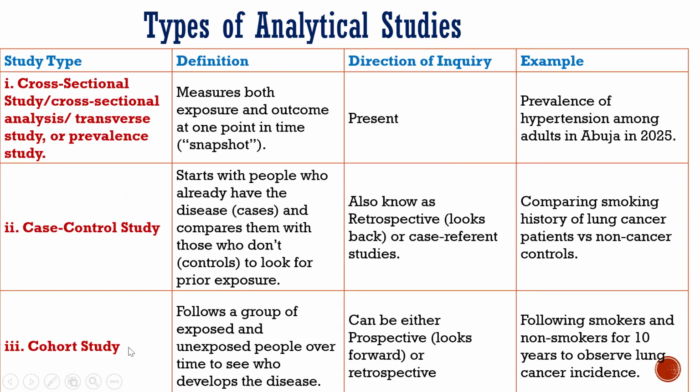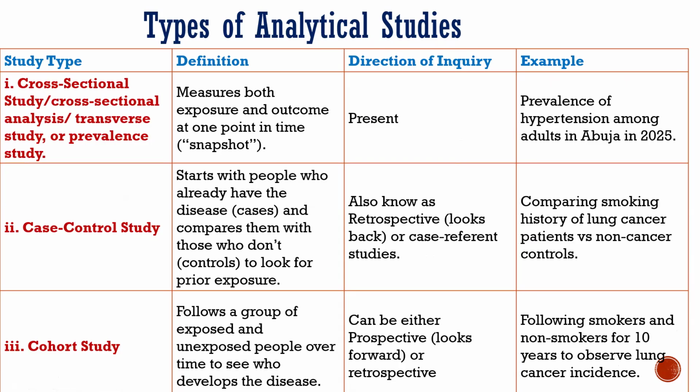Then when you come to a cohort study, a cohort is just a group of people. You follow a group of exposed and unexposed people over time to see who develops the disease. It can be a prospective or it can also be a retrospective study. For example, following smokers and non-smokers for 10 years to observe lung cancer incidence.